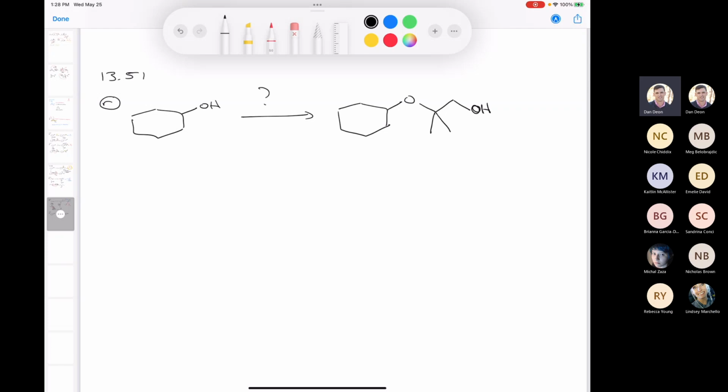So what are the reagents that we would use to do this reaction? Well, it's not going to involve a Grignard with an alcohol. The bond that we're forming is this bond right here. So how would I do that?